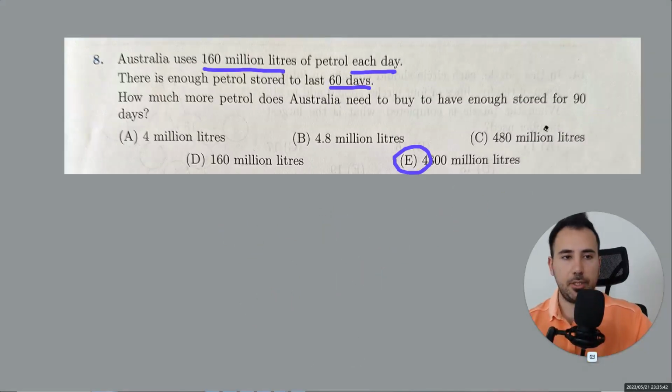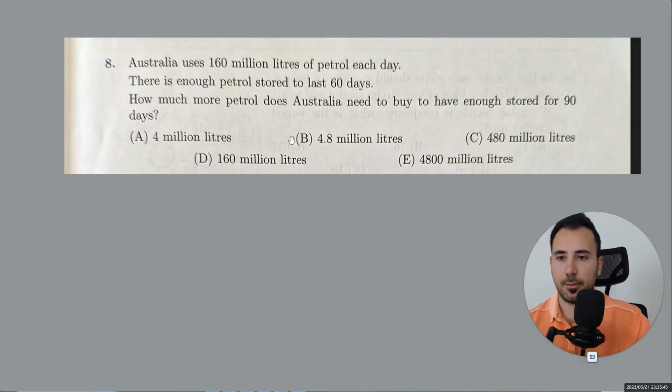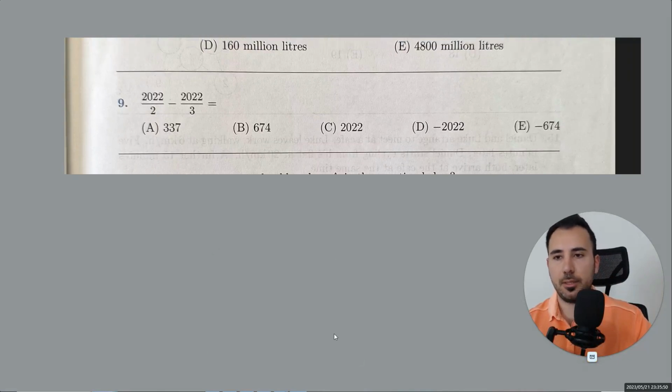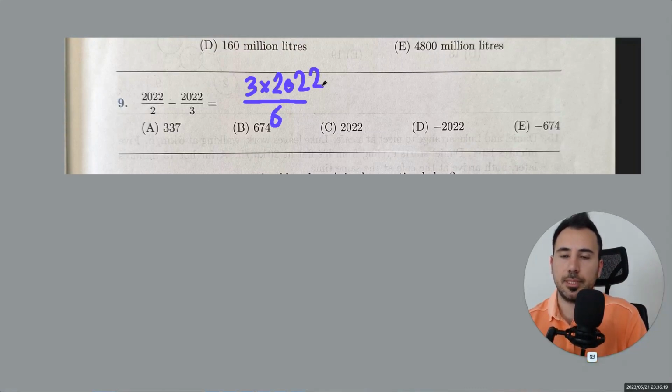So still we continue to question 9. This one, question 9, we want to subtract these two. The denominators, okay, we need to change the denominators. 2 times 3 is 6. Okay, so this has to be multiplied by 3. I think I don't need to explain that. It's too basic. So it's going to be 3 times 2022.